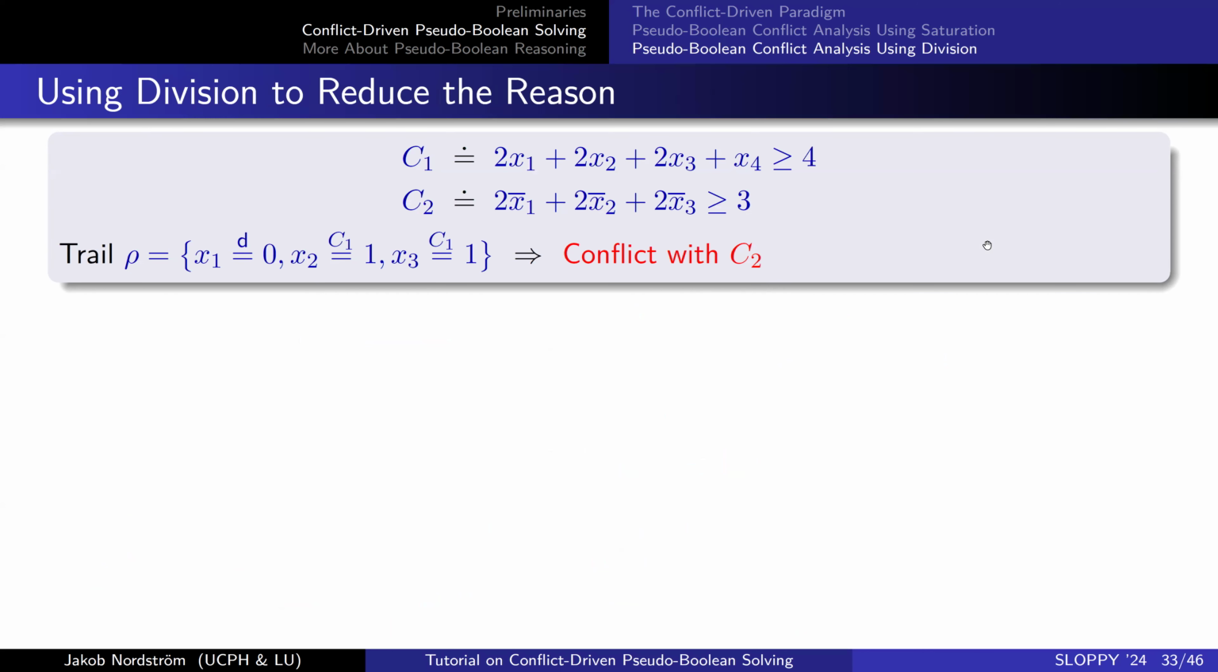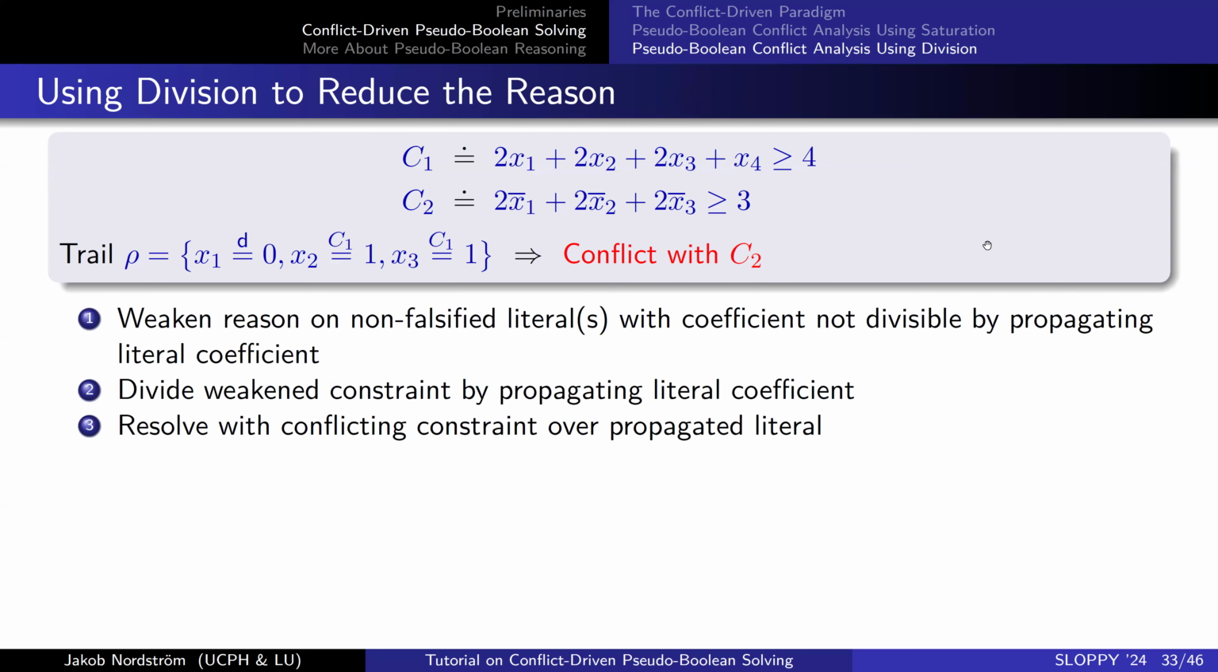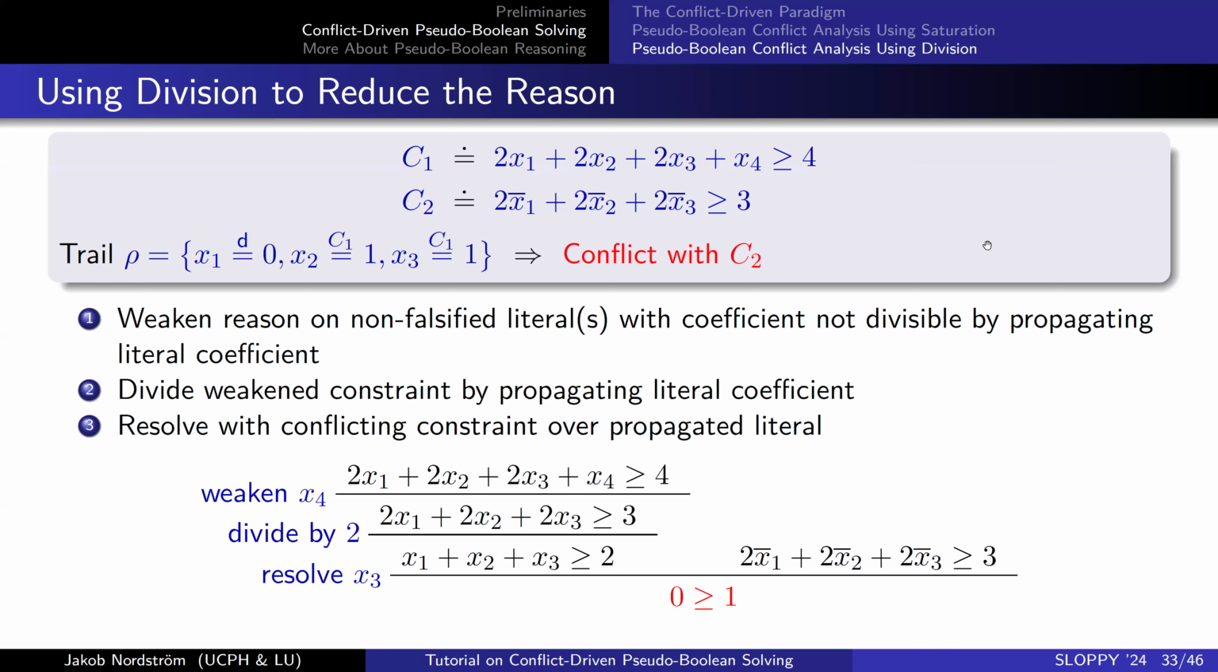For our setting, again we have the same two constraints, the same trail, and a conflict. Now we're going to do the following. We're going to weaken the reason constraint again on some non-falsified literals, but only coefficients that are not divisible by the propagating literal's coefficient, because we want to do division later. Then we divide by the coefficient of the propagating literal, and then we try to resolve. We're going to try this over and over again and hope that it works. Okay, so let's see what happens.